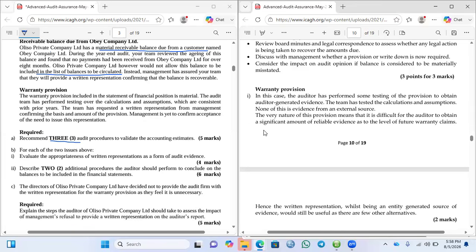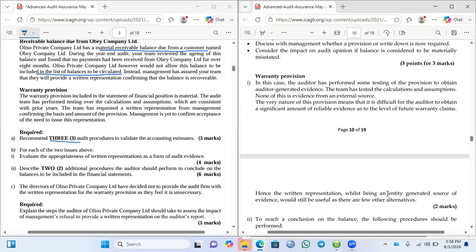Now the warranty. In this case, the auditor has performed some testing of the provisions to obtain auditor-generated evidence. The team has tested the calculations and assumptions. None of this is evidence from an external source. The very nature of this provision means that it is difficult for the auditor to obtain a significant amount of reliable evidence as to the level of future warranty claims. Hence, written representation, whilst being an entity-generated source of evidence, will still be useful as there are few other alternatives.